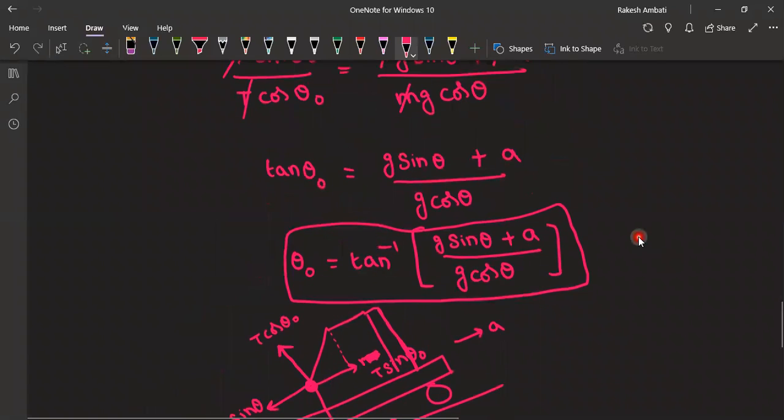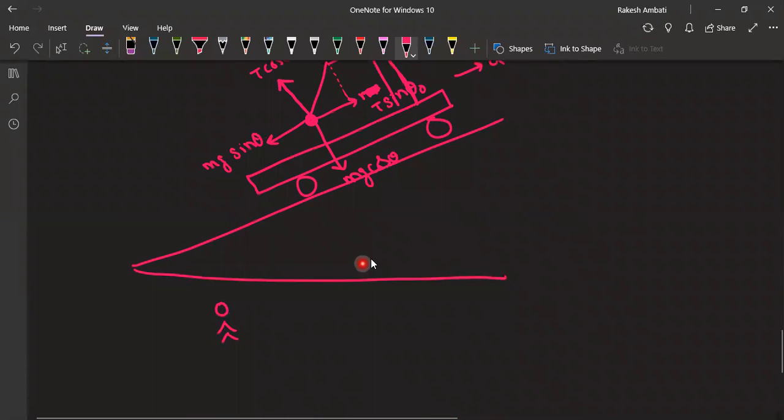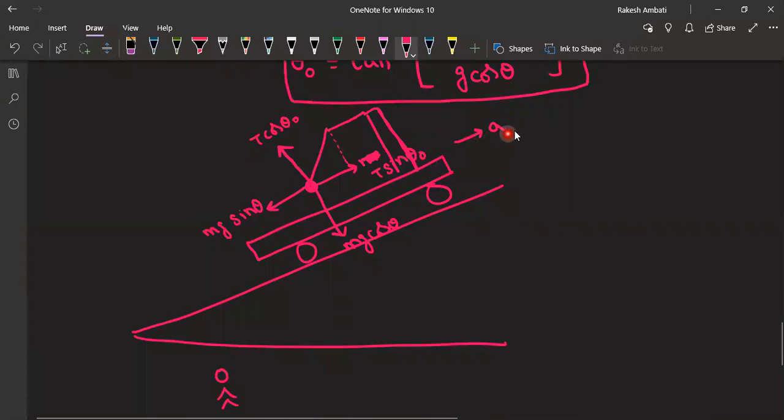So in this case, for this observer, if the trolley is moving up the inclined plane, this pendulum also seems to be moving up the inclined plane, correct? Yes. If the pendulum seems to be moving up the inclined plane, now in this direction forces will be balanced or not? Yes, sir. Okay, so then what are the balanced forces we have? T cos theta naught is equal to mg cos theta, correct?